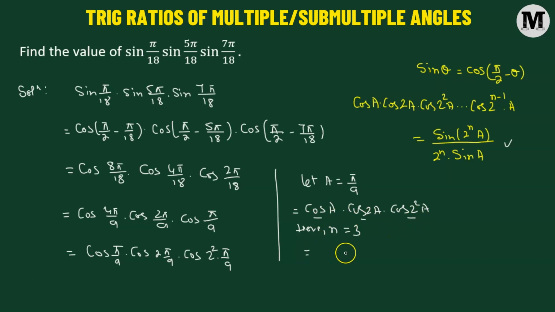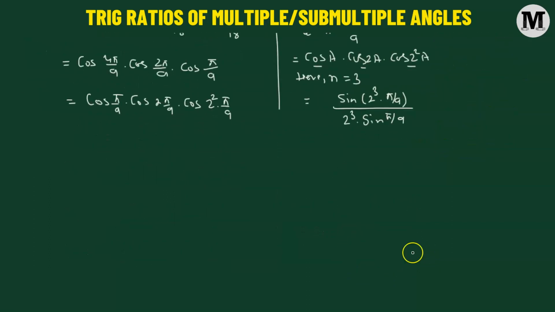Now that means our expression should give us sine of 2 raised to the power of n times a, where a is pi over 9, divided by 2 raised to the power of n times sine of pi over 9. Okay, so we're almost done. Let's further simplify this. This gives us sine of 2 raised to the power of 3, so that's 8. So we have sine of 8 pi over 9 divided by 8 times sine pi over 9.